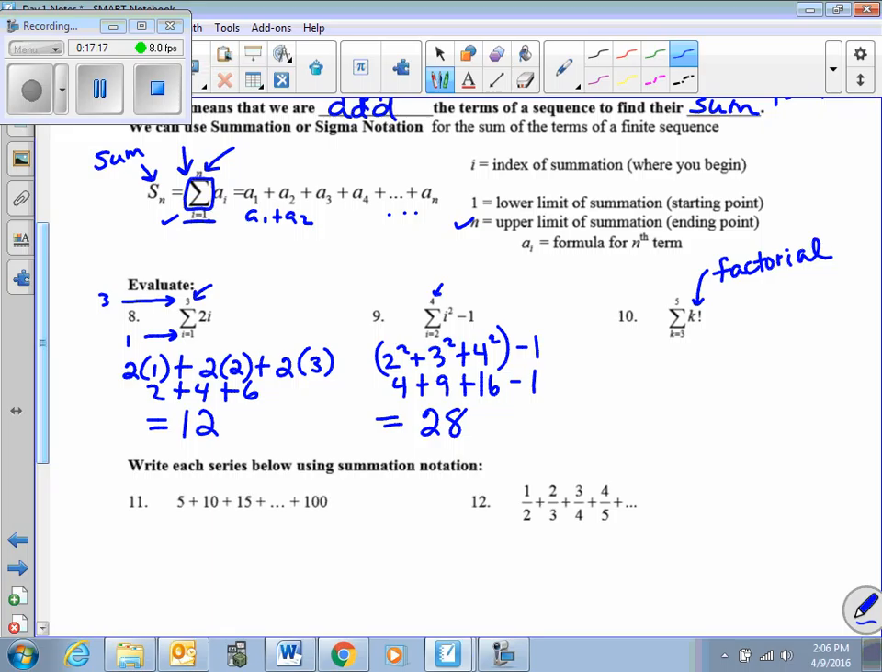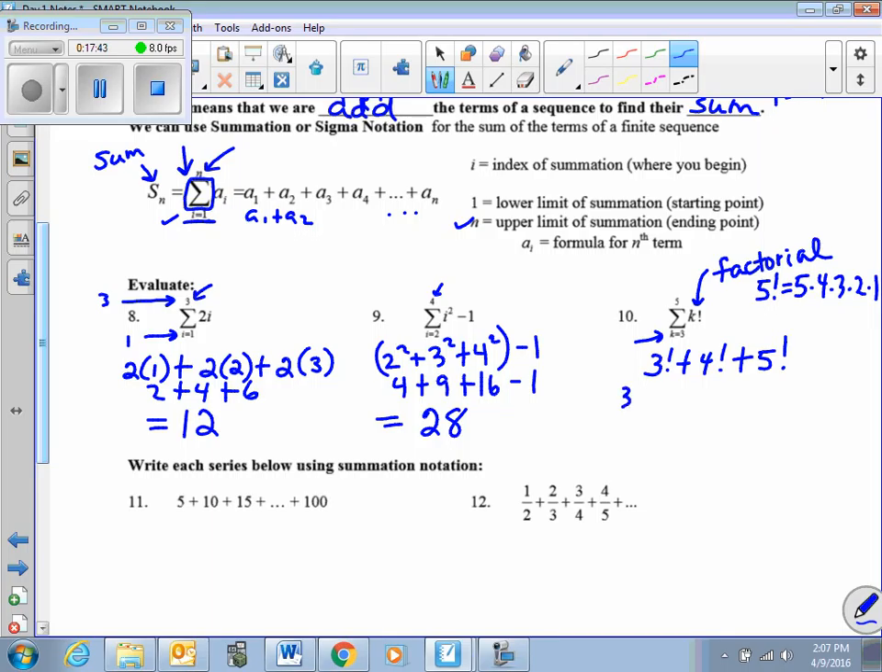And factorial just means, for instance, if I have 5 factorial, that just means I multiply 5 by all the numbers that come before it. Okay, so what are we going to do with this? Well, we're going to start at 3, and we're going to take the sum of 3 factorial plus 4 factorial plus 5 factorial.